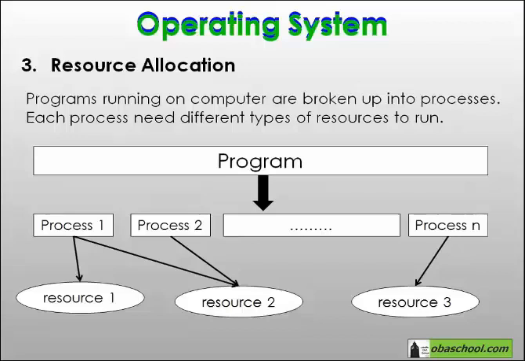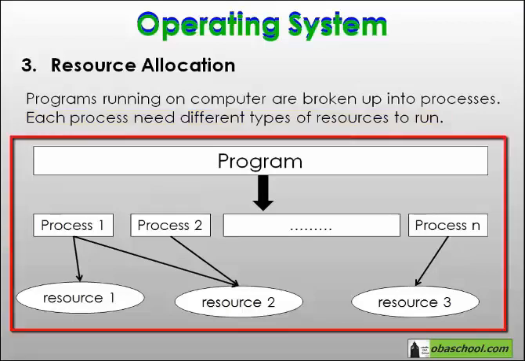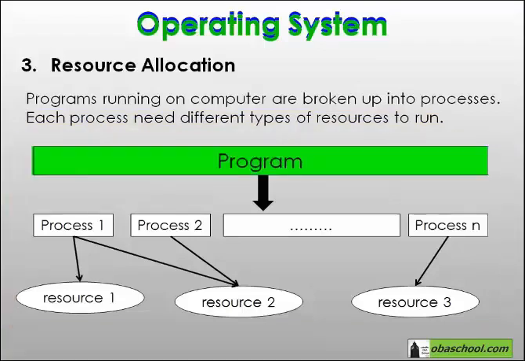So for example, if the process is printing, then the printer is the resource, which means that the operating system must allocate this printer in order for the program to use it. Each process needs different types of resources to run. Now, let's together look at this example in order to understand better.